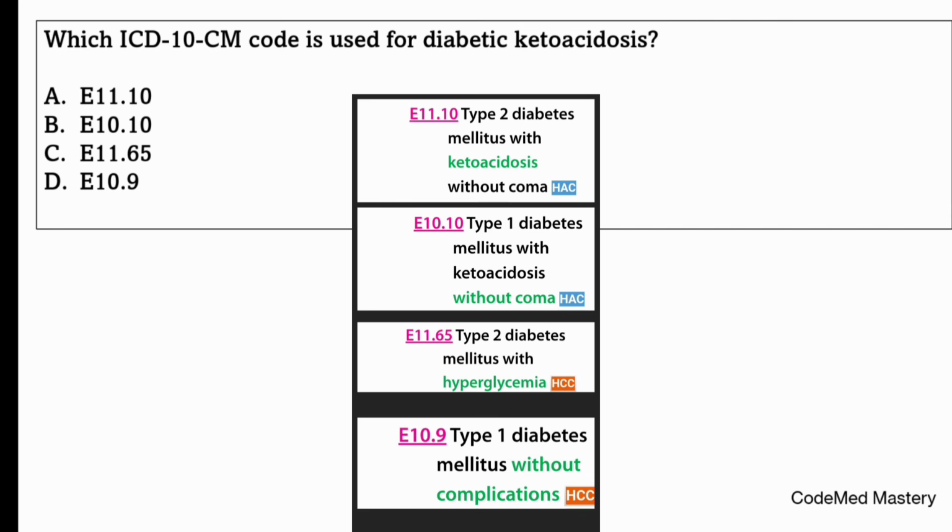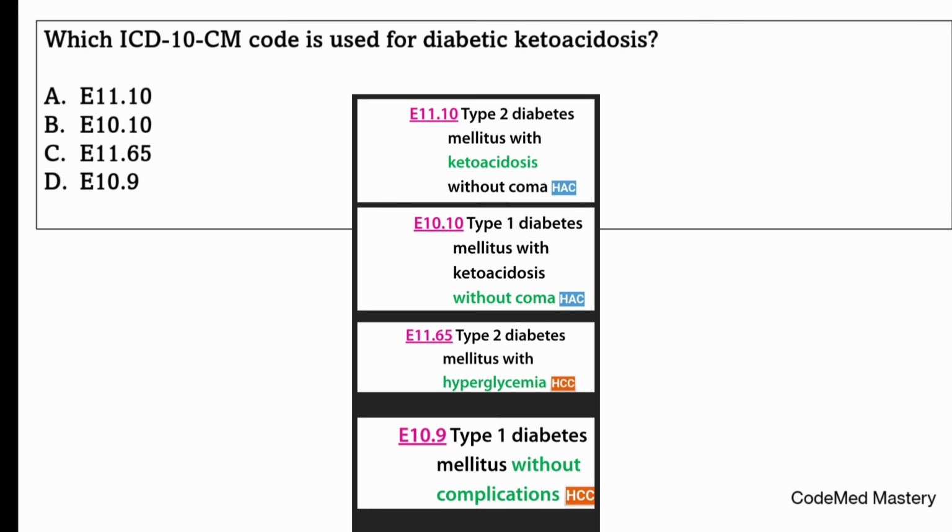Option A, E11.10 is for type 2 diabetes mellitus with ketoacidosis without coma. Option B, E10.10 is for type 1 diabetes mellitus with ketoacidosis without coma. Option C, E11.65 is for type 2 diabetes mellitus with hyperglycemia. Option D, E10.9 is for type 1 diabetes mellitus without complications.